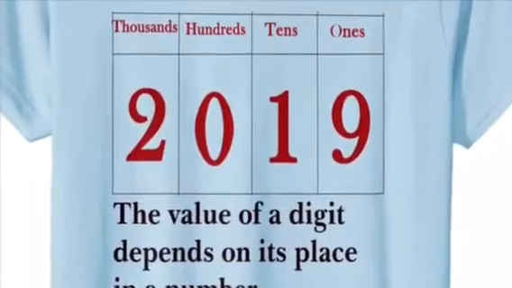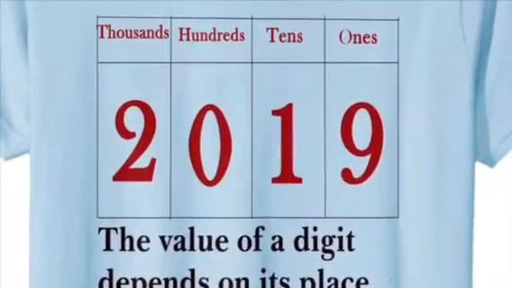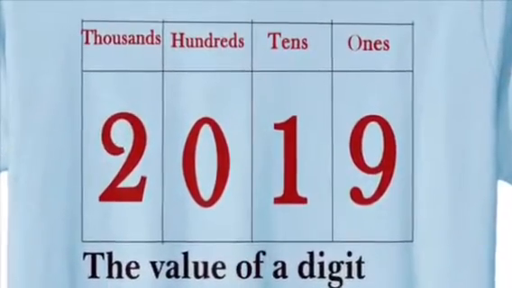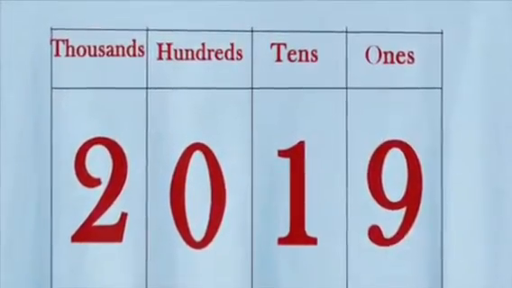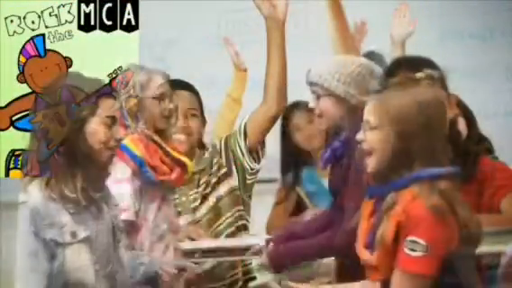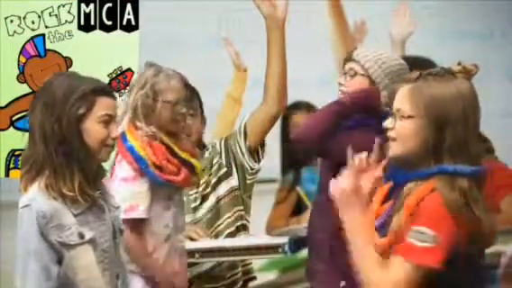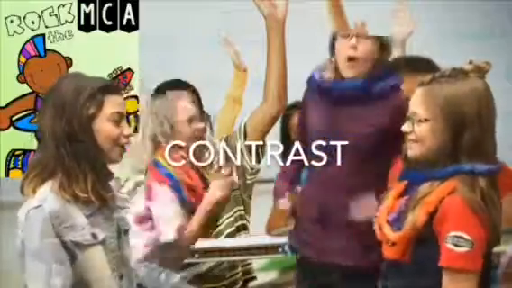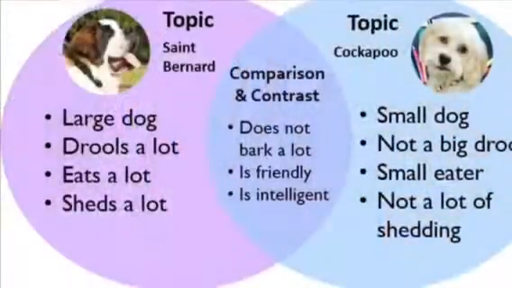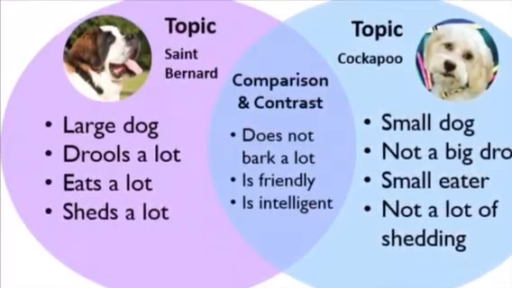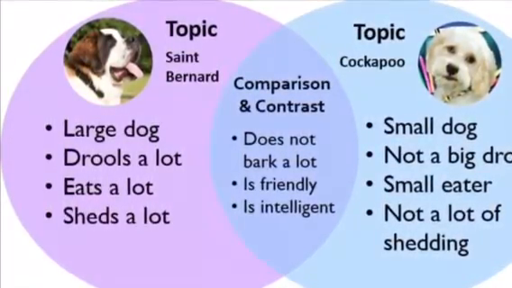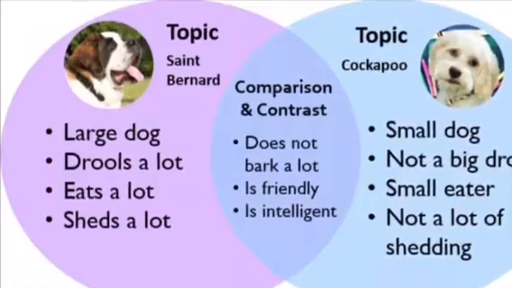In the number 2019, the 2 is in the thousands place, the 0 is in the hundreds place, the 1 is in the tens place, and the 9 is in the ones place. Here are some words that will help. Compare, same, contrast, differ. When using this diagram to compare and contrast something, the things that are the same are in the middle, and the things that are different are on either side.